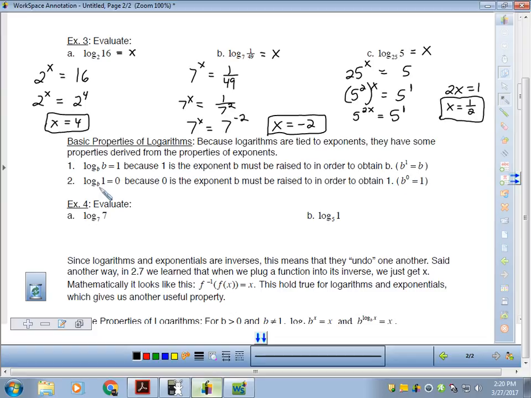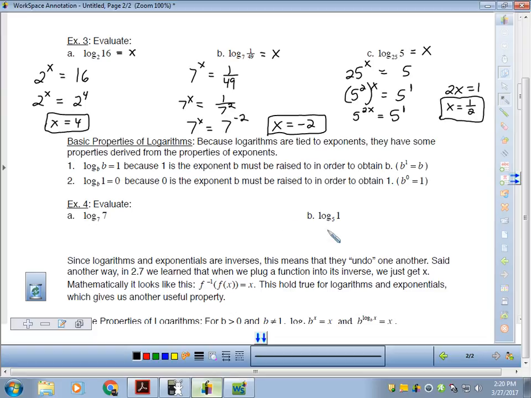Similarly, log base b of 1 always equals 0. It doesn't matter what number b is here. If you have a 1 inside your logarithm, it's always going to equal 0. And again, the reasoning behind it is exponents. b raised to the 0 power always equals 1.